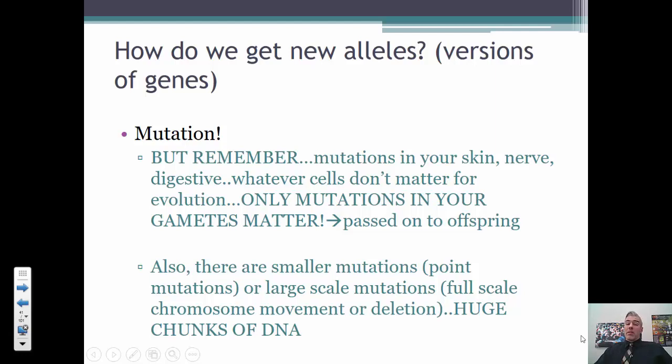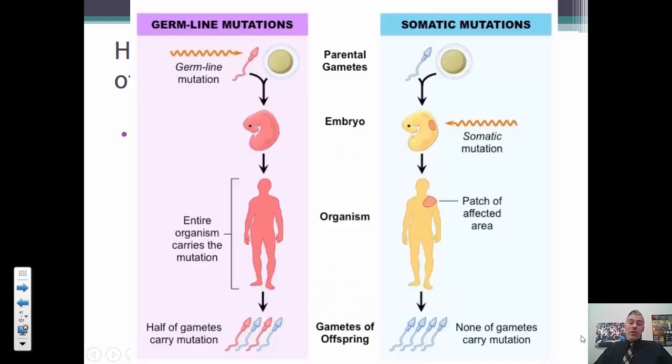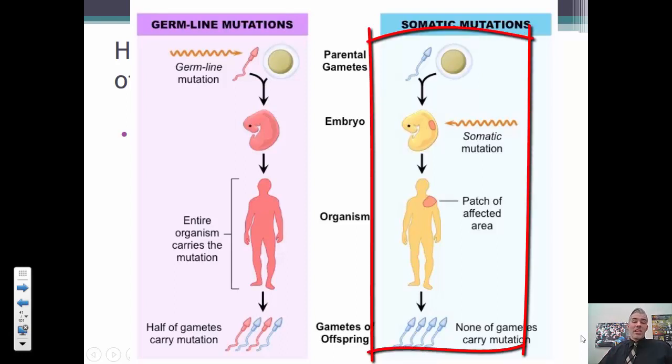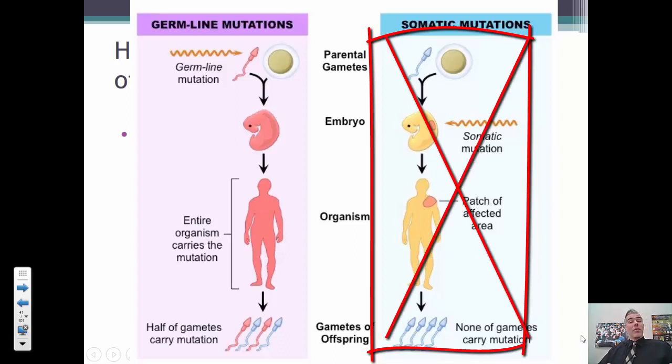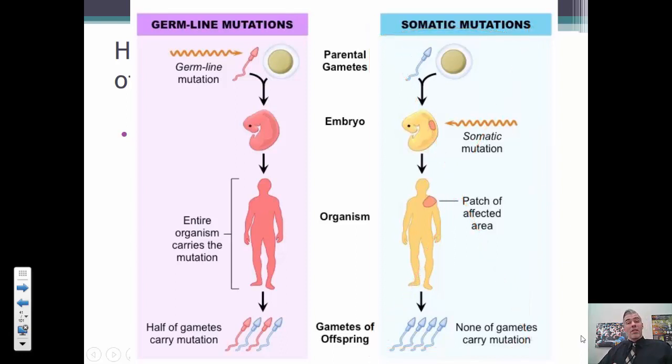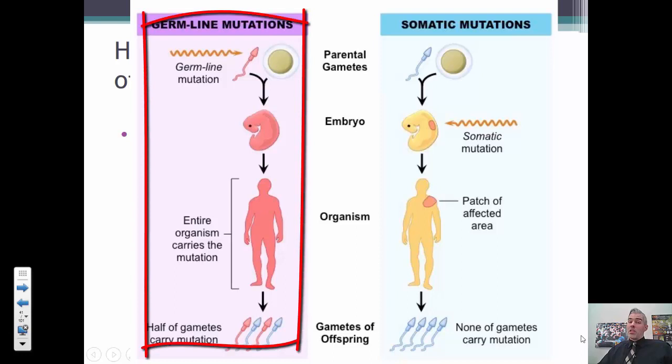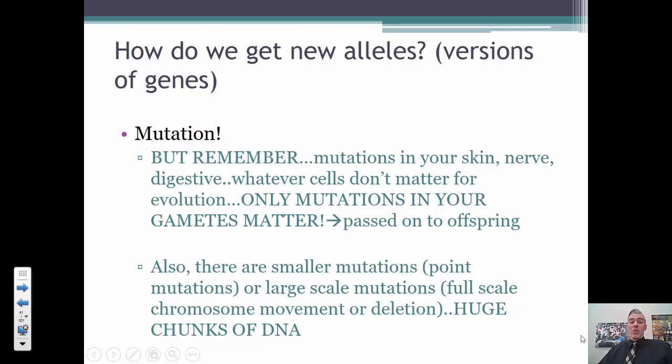But these new mutations that occur don't just happen in your gametes that often. They happen in your skin cells, your nerve cells, your digestive cells, but those don't matter when it comes to evolution. These new alleles have to come about specifically in gametes. So this is only talking about new mutations that occur in gametes, and that's how we get new alleles.